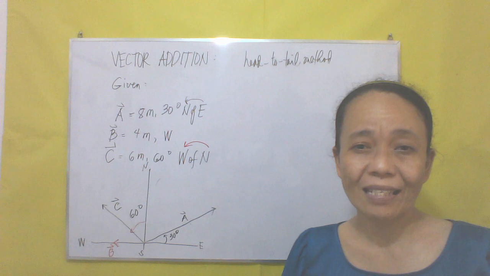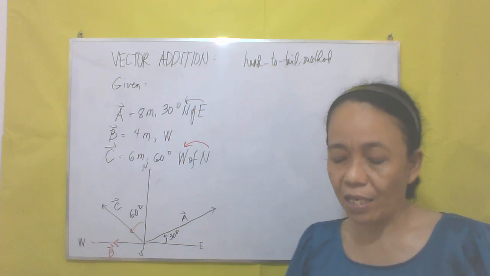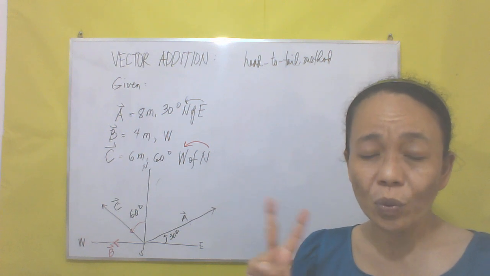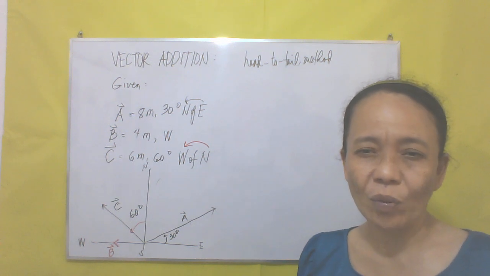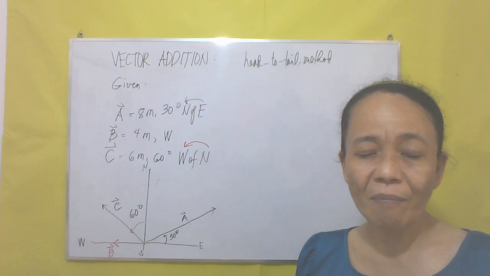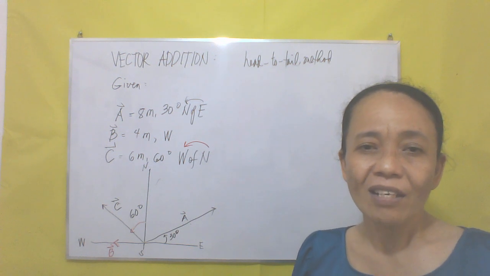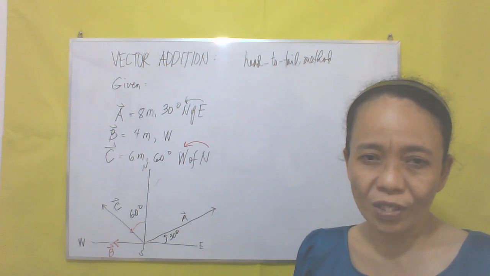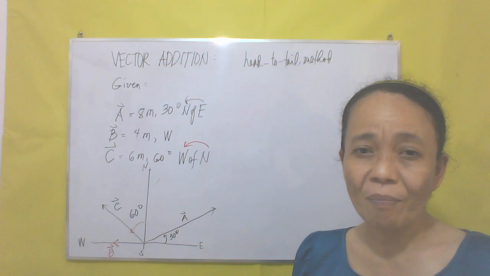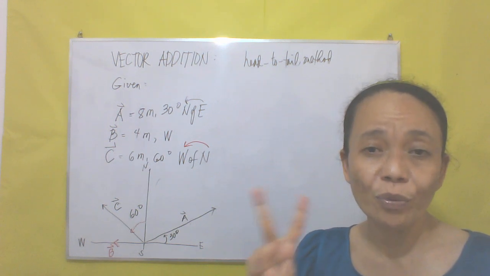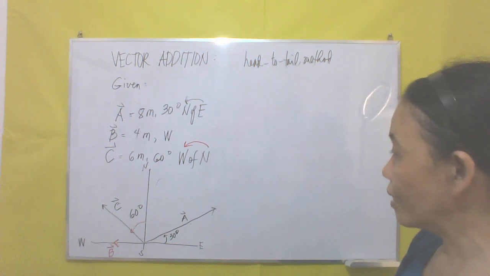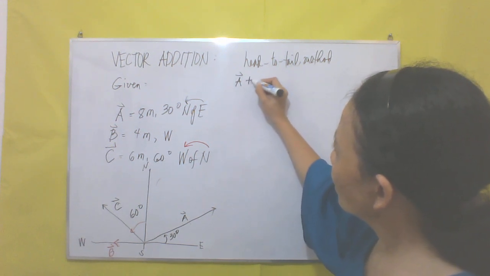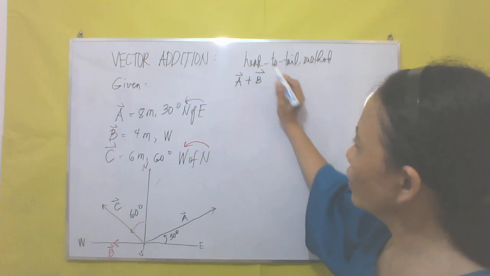Next, let us add A plus B using the head to tail method. Again, there are two ways to add graphically the vector quantities: the head to tail method and the parallelogram method. The head to tail method can be used for more than two vectors, while the parallelogram method is only applicable for two vectors. So let us add vector A plus vector B.